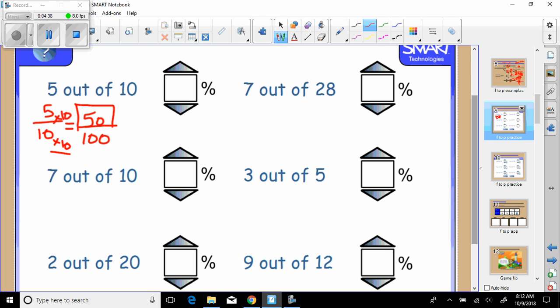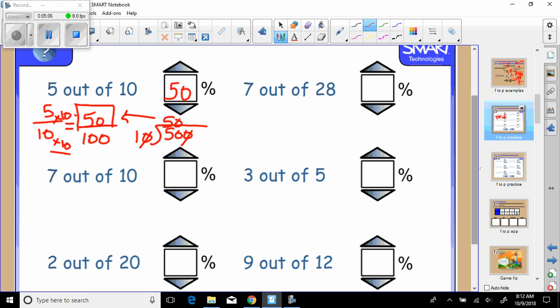If you want to do it by cross multiplying, 100 times 5 is 500, and then we divide that by 10. All right, we have zeros in the divisor and the dividend. Okay, 1 goes into 50 how many times? 50, and therefore there's our answer. So the answer here would be 50%.